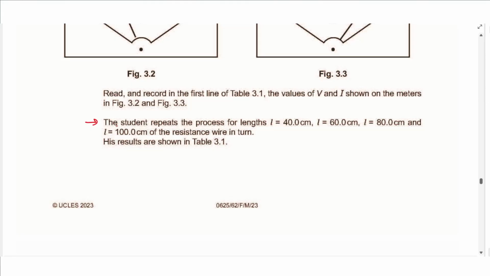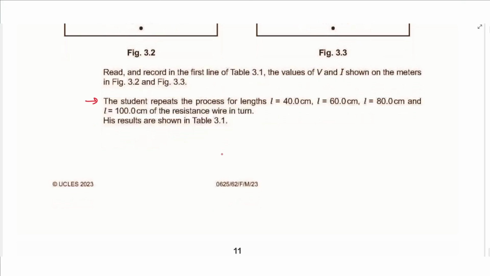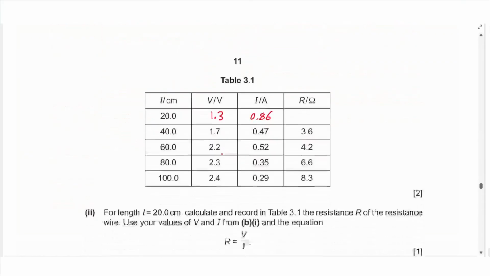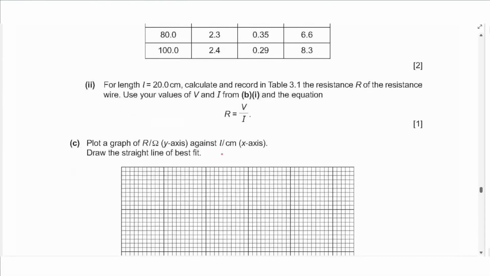The student repeats the procedure for length 40, 60, 80 centimeters and 100 centimeters of the resistance wire in turn. His results are shown in table 3.1. We just wanted to make sure that we didn't miss anything. Question double I for length 20 centimeters. Calculate and record in the table 3.1 the resistance R of the resistance wire using the values of V and I from the previous question, and we have the equation required.